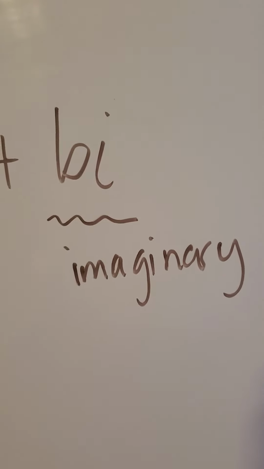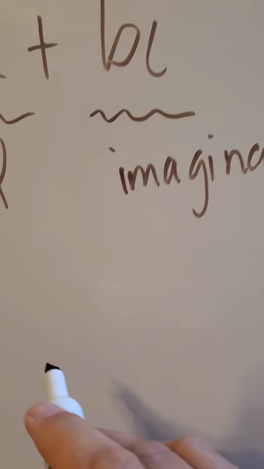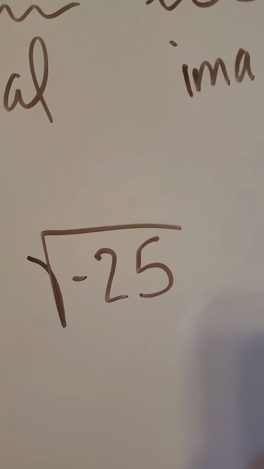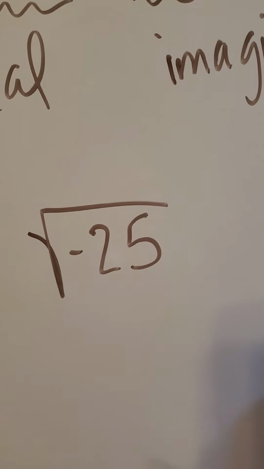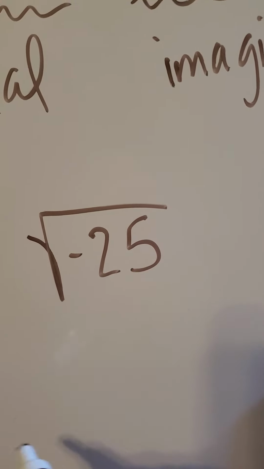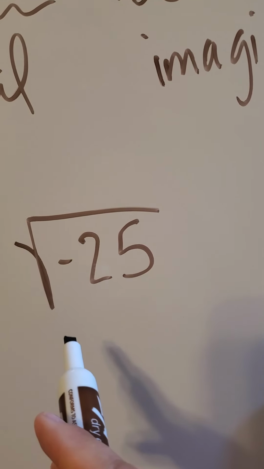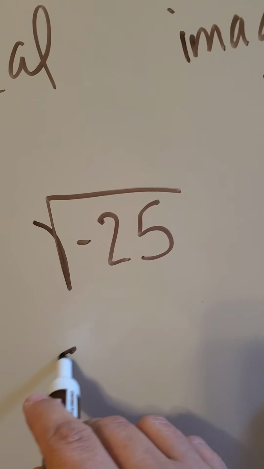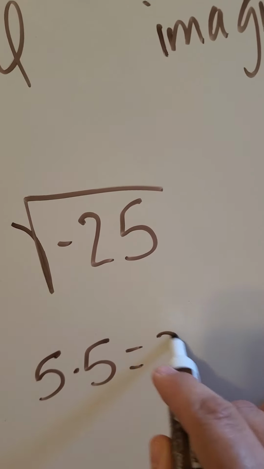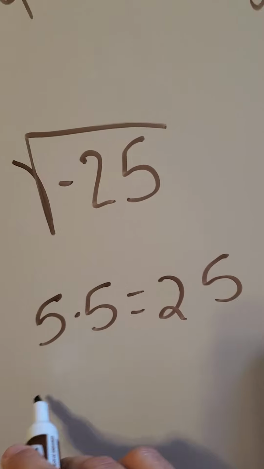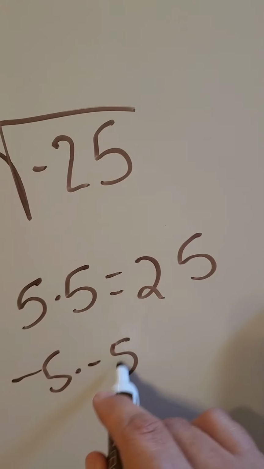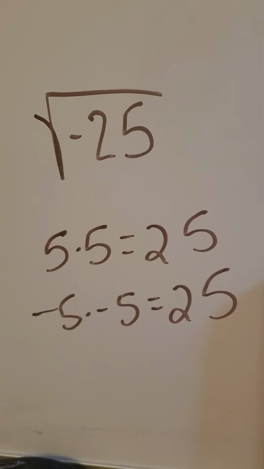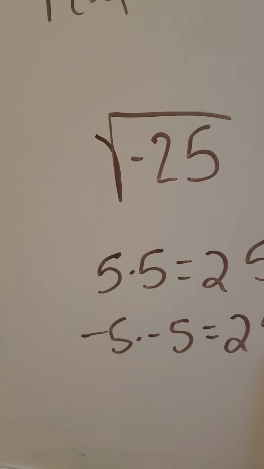Now i, the whole point of i, is because if I try to take the square root of negative 25 in the past, if I put that in my calculator, it's going to tell me it's an error because there's no number times itself that's going to give me a negative result. It's always going to be positive, right? Because 5 times 5 is 25, and negative 5 times negative 5 is also 25 because negative times negative is positive. So in the real realm, there is no answer to this.